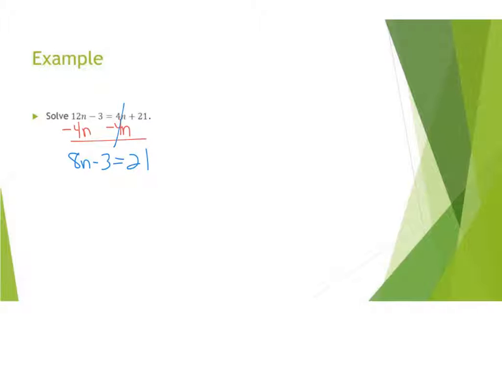Once you get your variable on one side, you want to get your constant on the other side. My variable is on the left, so my constant needs to be on the right. So add 3 to both sides. The 3's cancel. We're going to get 8n equals 24. And our last step, if I want n by itself, is to divide by 8, because 8 divided by 8 is 1, so we get 1n equals 3.